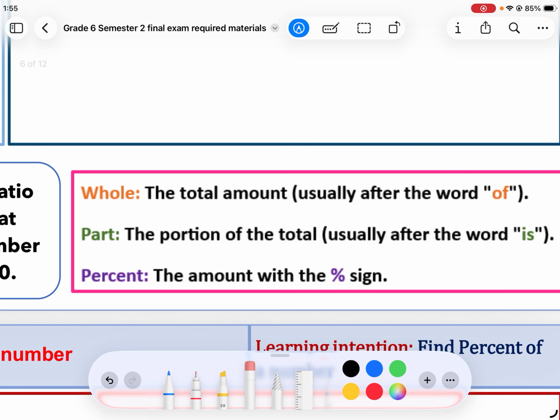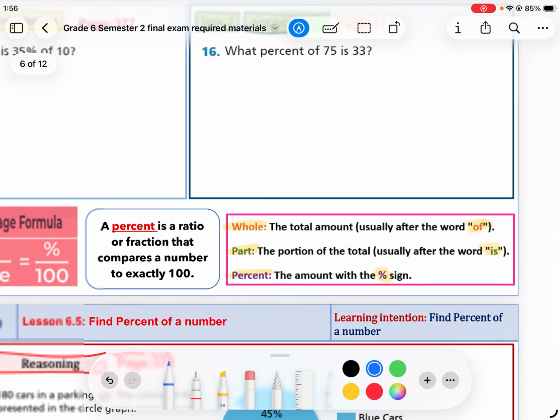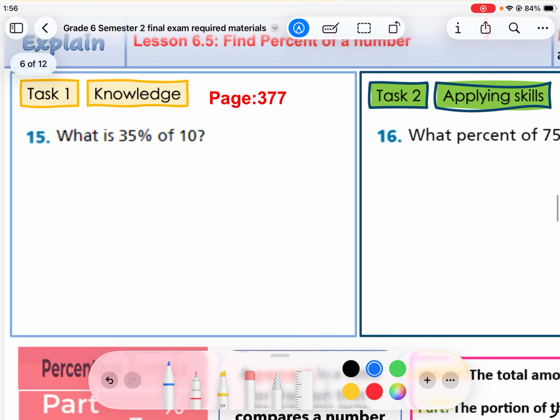First of all, the number that usually comes after the word of, we call it the whole. And the number that comes after the word is, we call it the part. And the percent, it's very clear, because it has the percent sign next to it. Okay? Always remember, the whole comes after the word of. The part comes after the word is. And now, let's do our math.